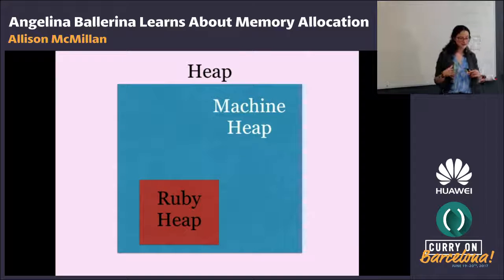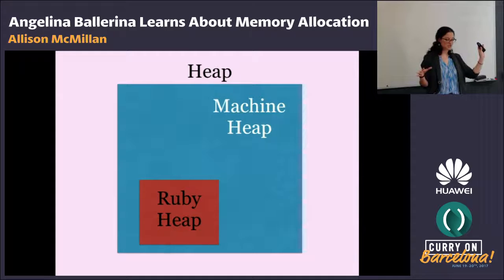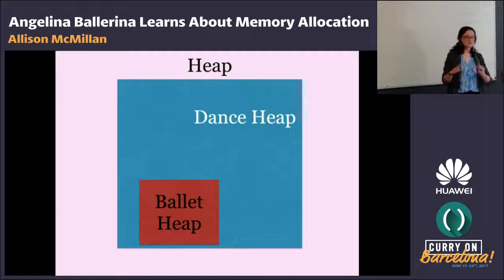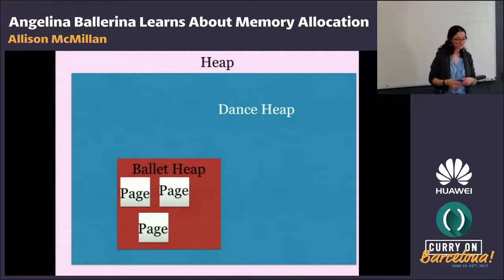And within that heap, there's the Ruby heap and the machine heap. So the machine heap is like a big blob, and then the Ruby heap is the portion of that machine heap that's focused just on Ruby-related functions. So within Angelina's dance heap, there might be a small portion that's dedicated to ballet. Her overall dance memory might also contain information about tap, jazz, folk, all different kinds of dancing.